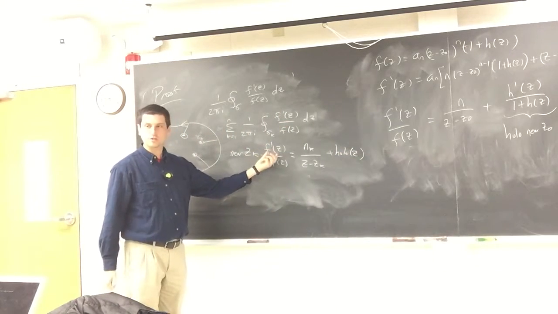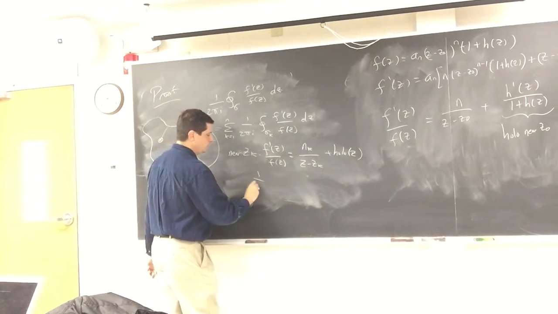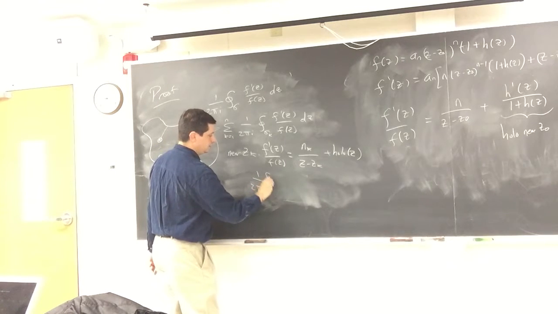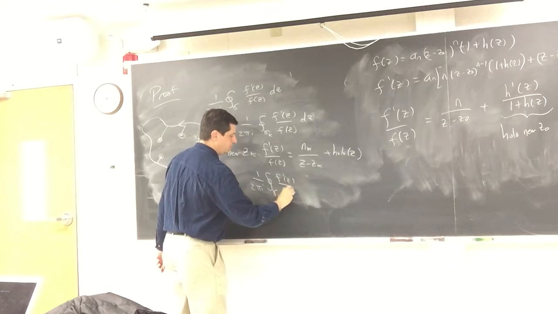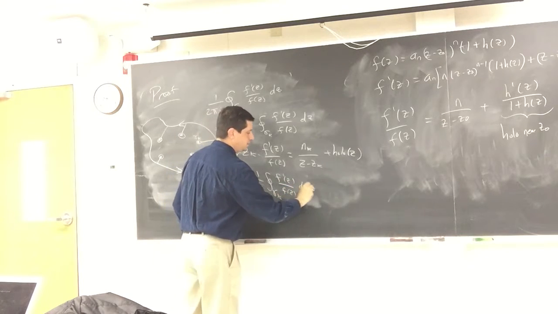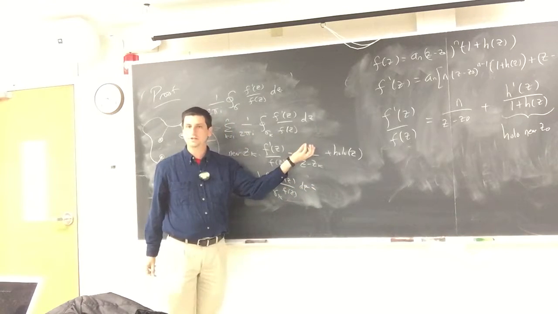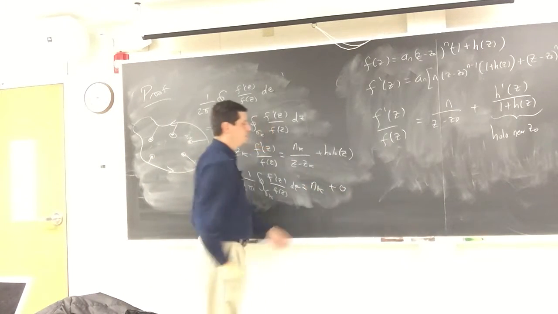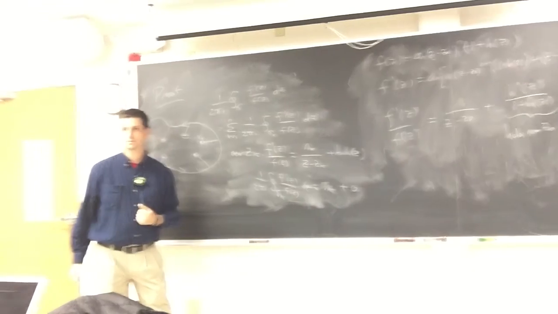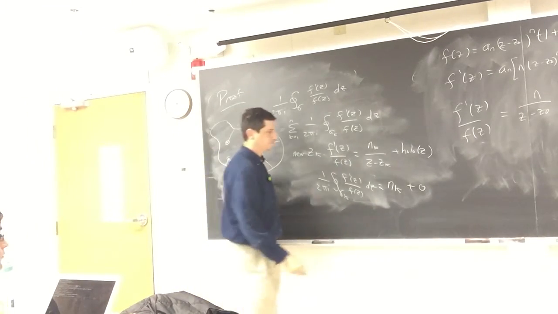And so now when I do the integral, so 1 over 2 pi i integral over gamma k of f prime of z over f of z dz, when I integrate this piece, I'm just going to get n k. And when I integrate that piece, I'm just going to get 0. And that's the proof.